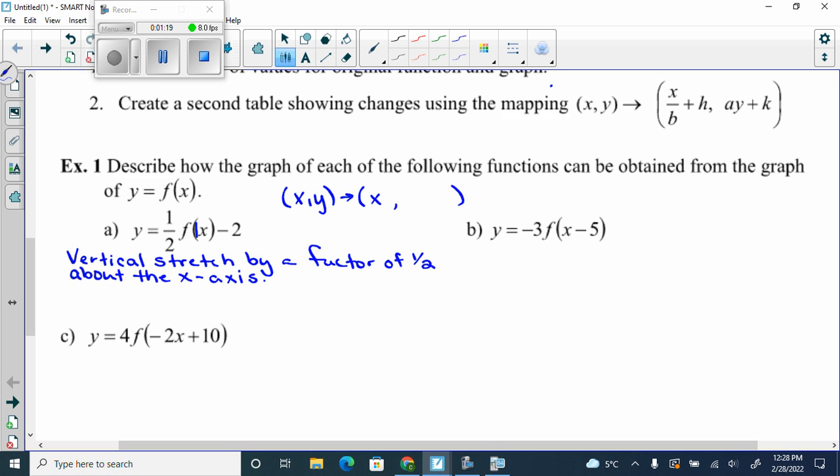Do I have a reflection in the x-axis? No, because there's no negative in front of that half, correct? I don't have a reflection in the y because there's nothing with the x. And so the reflections, there's none. Translations? What's the -2? Well, nope. It's not with the x. It's a vertical translation.